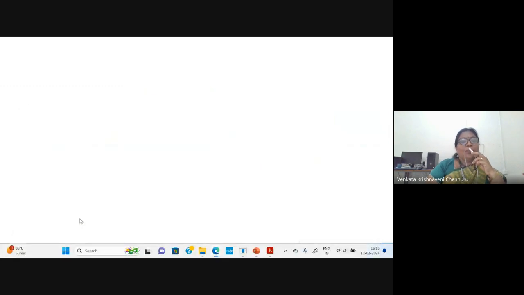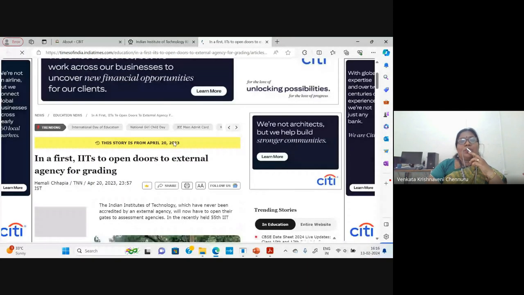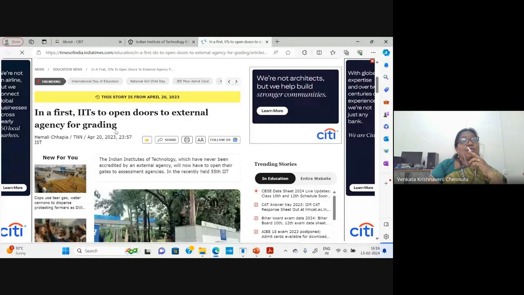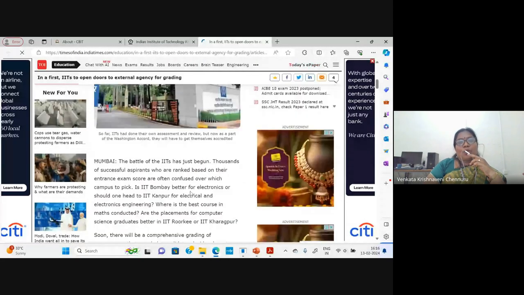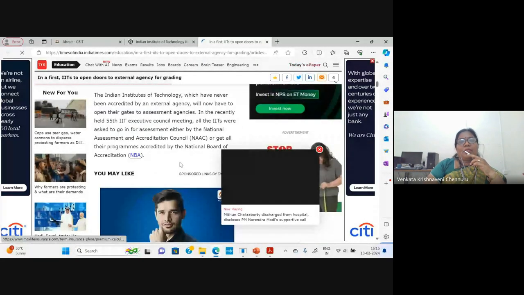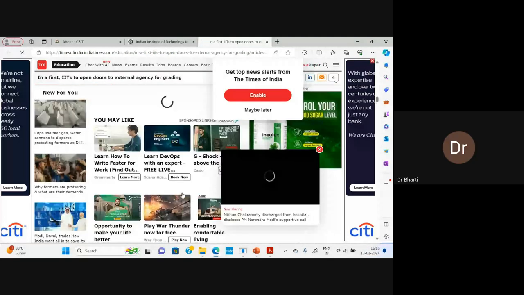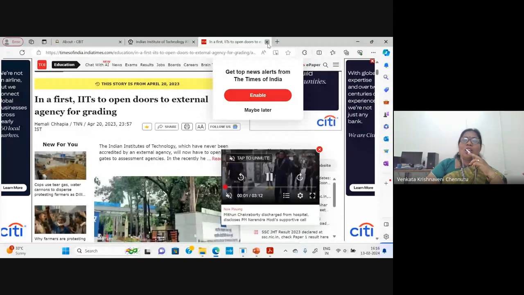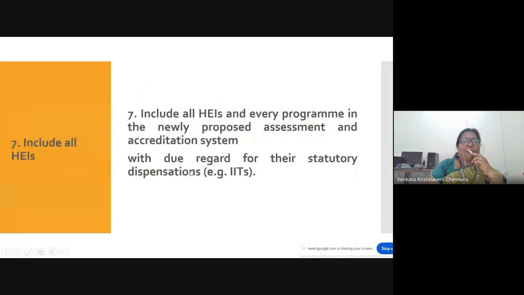Now you see recently, I think you are all able to see this news from Times of India 2023. In a first, IIT is to open doors to external agencies for grading. Previously, how were they assessed? Peer group, peer team. That was there. Here, NAAC is from, they decided to involve all kinds of institutions into NAAC. That is about the seventh point.